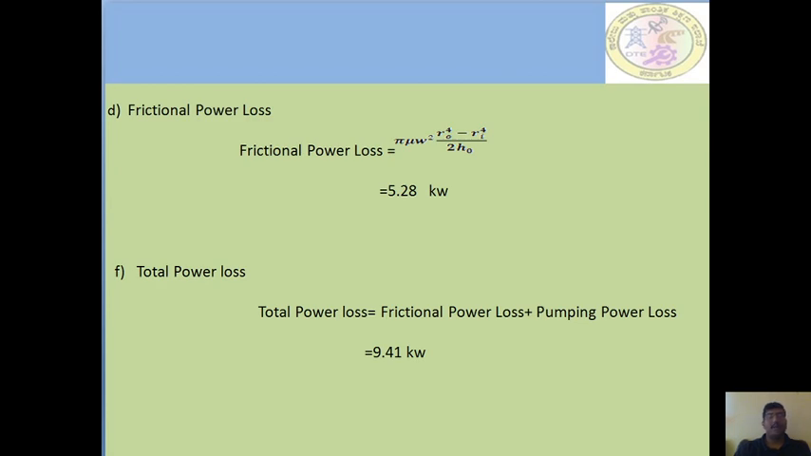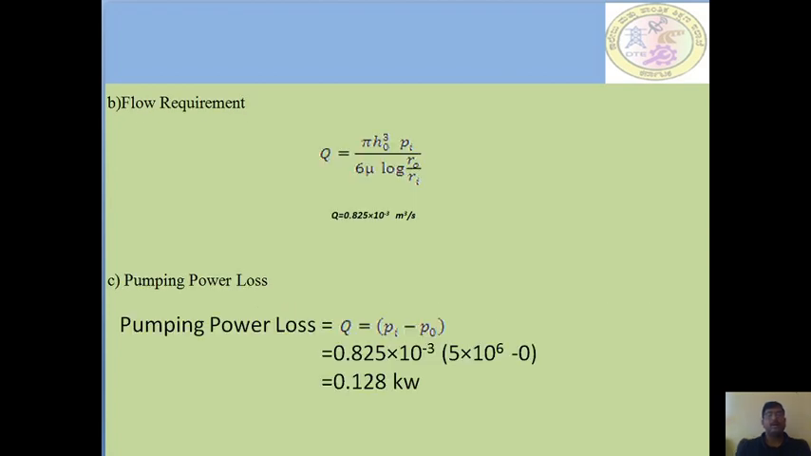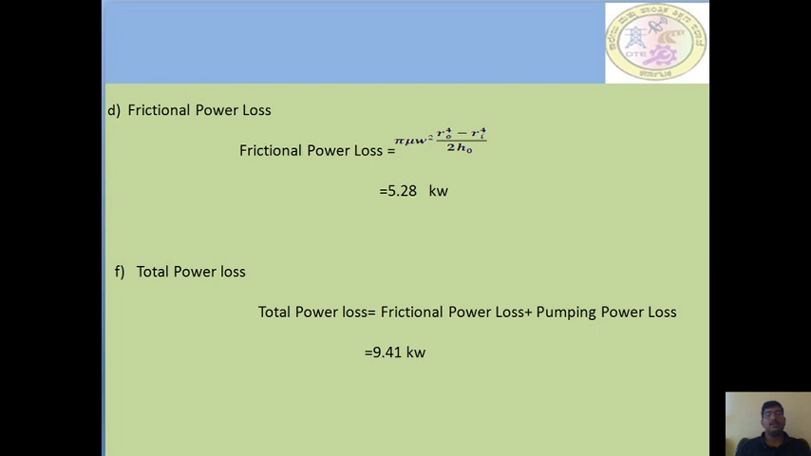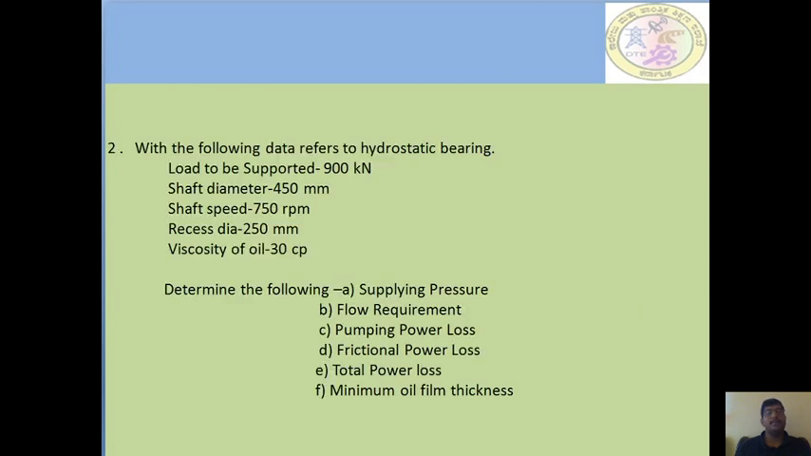Therefore, the total power loss is the frictional power loss plus the pumping power loss. Add both power losses and we get the total power loss. We got the frictional power loss as 5.28 and the pumping power loss as 0.128. Substitute the values and we will get 9.41 kilowatts. This ends problem number 1, and we will see the next problem.